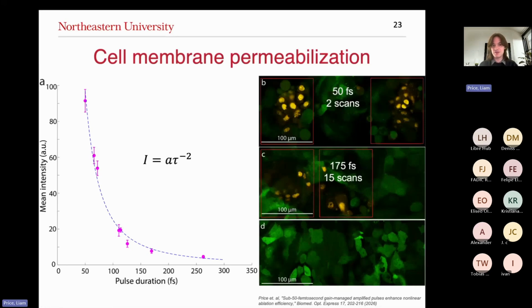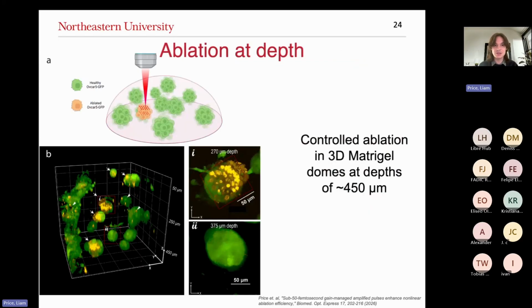And so all of these cell membrane experiments were done in 2D culture, just a flat plate. But we wanted to look at how we could potentially transition this to something more relevant to the broader perspective of the initial start of this project, which is the surgical use of it. So we started to look at how well we could actually ablate within 3D culture.